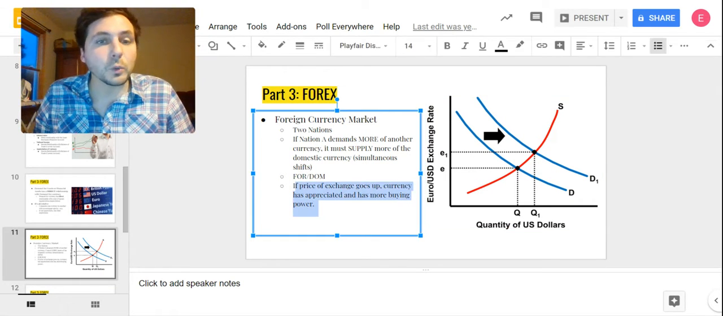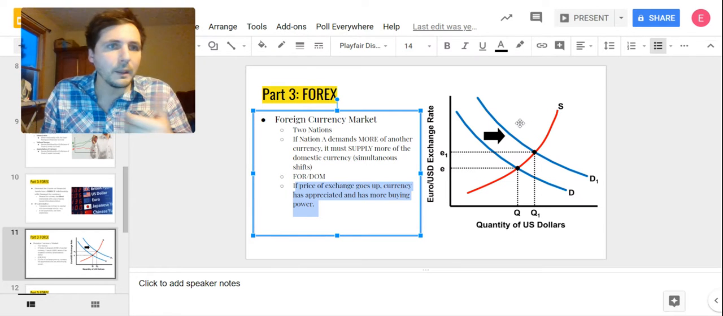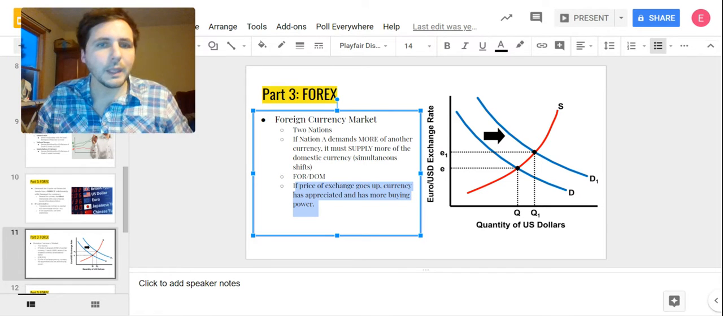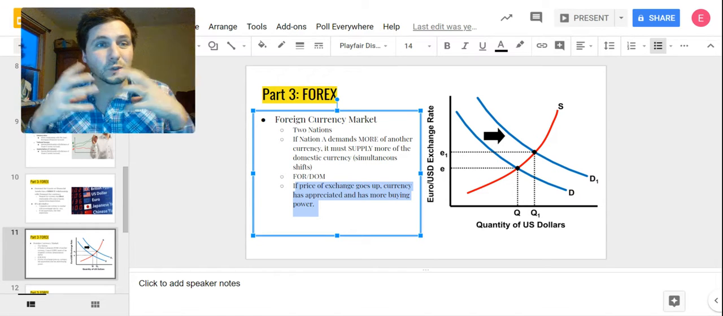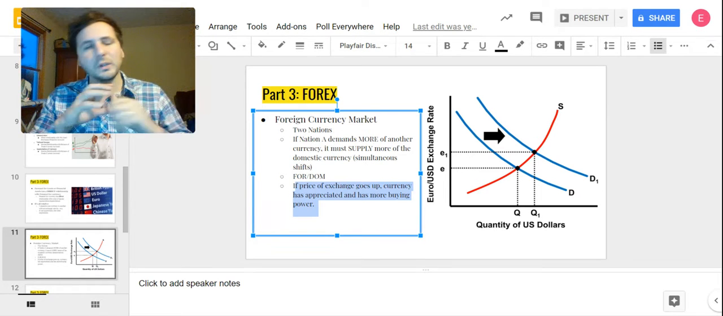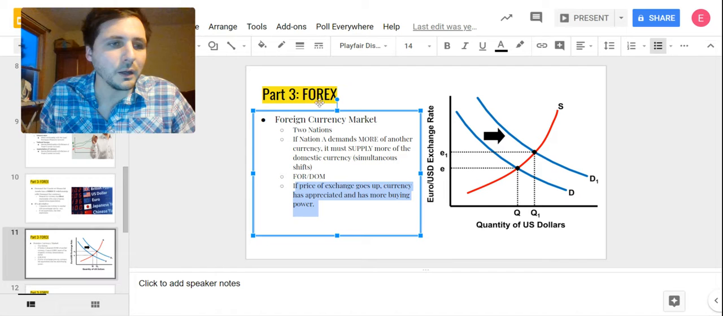Okay, so remember, if the price of the exchange goes up because of an increase in demand or a decrease in supply, then that means the currency has appreciated in value. And that means there's more buying power for that currency in that international market. Vice versa. If the exchange rate goes down, then of course the currency has depreciated and the buying power has gone down as well. Okay, so right here we can see that very clearly.